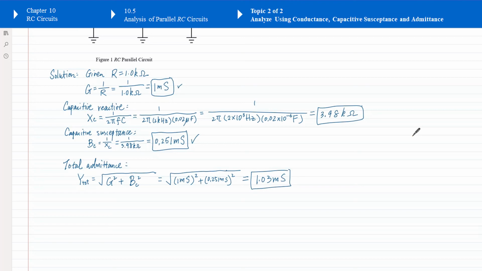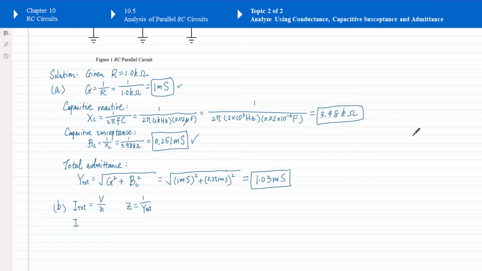We find everything for part A, and now let's work on part B. Part B, we need to find the current first. To find the current I total, we can either use the Ohm's law, V over impedance. But we haven't found the impedance yet. We can find the impedance using this formula. We know impedance equals the reciprocal of admittance. How about let's use the admittance directly?